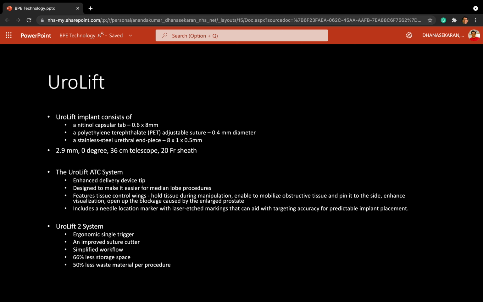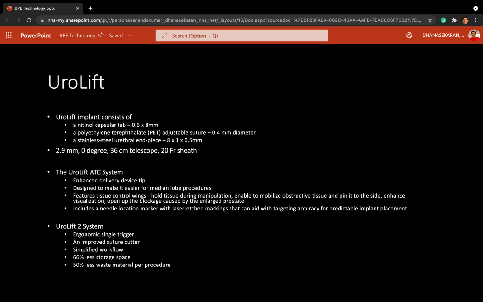Do you know what is the size of the implant? The implant itself is approximately 1 to 1.5 centimeters, and the suture is a 4-0. Okay, so there are some specific dimensions. Possibly, when you revise this on YouTube, you can get the exact dimensions. For example, the nitinol capsular tab is 0.6 by 8 millimeter. The suture is 0.4 millimeter PET suture, polyethylene terephthalate. The stainless steel urethral endpiece is 8 by 1 by 0.5 millimeter.